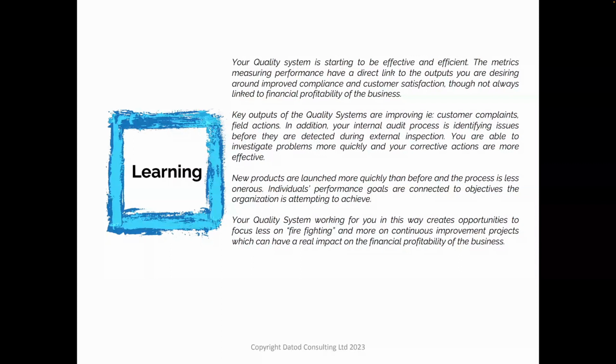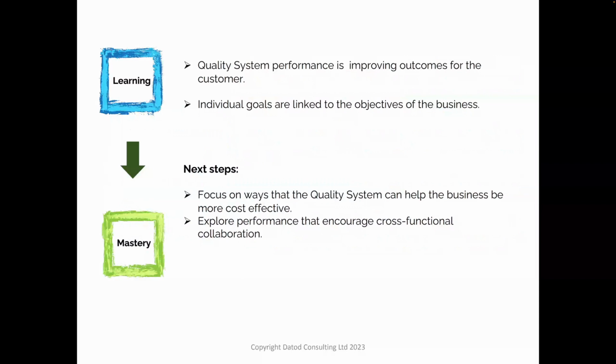An organisation at learning is getting better at launching products more quickly, understanding customer needs, and the process is becoming a bit slicker. Individuals' goals are better connected with what you're trying to achieve. In an organisation at learning, the quality system is beginning to work for you, and there's less firefighting and more of a continuous improvement ethos as the organisation runs the QMS.